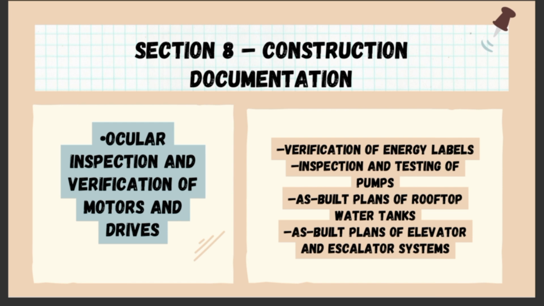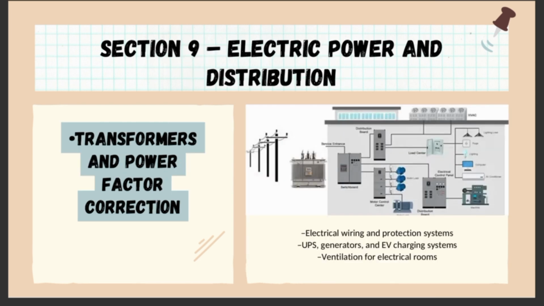And then continue to Section 9 electric power distribution. Section 9 covers the building's electrical power and distribution system. This includes transformers, power factor corrections, cable sizing, surge protection, UPS, generators, EV charging system, and proper ventilation of electrical rooms to ensure safe and efficient operation.